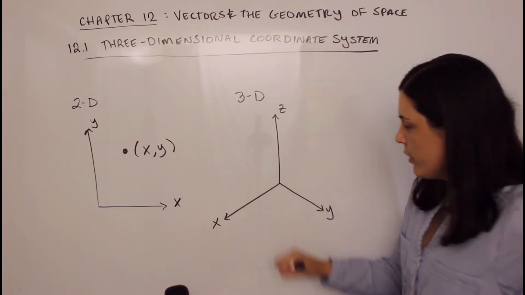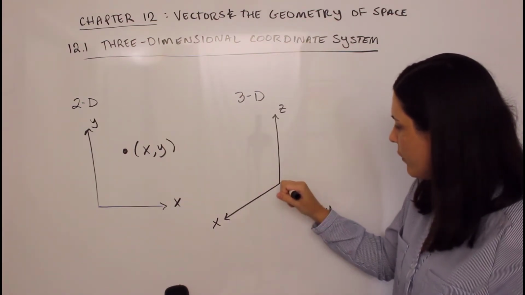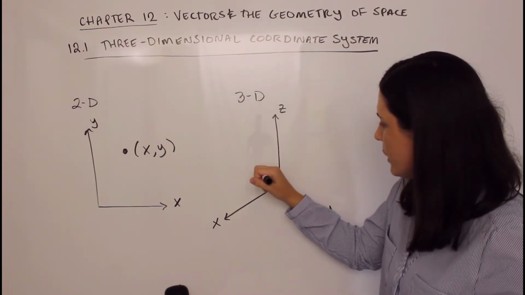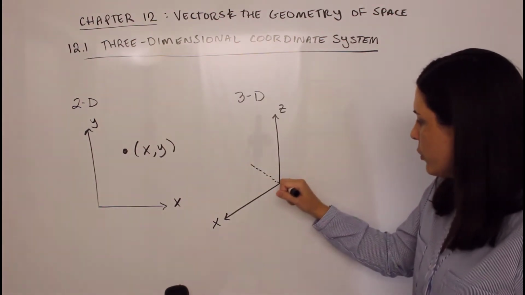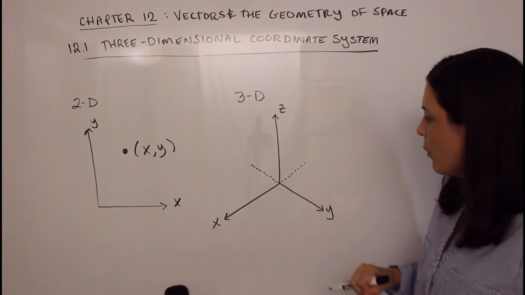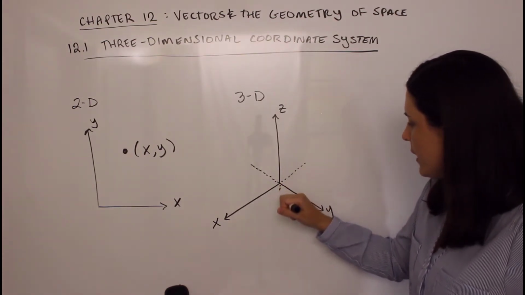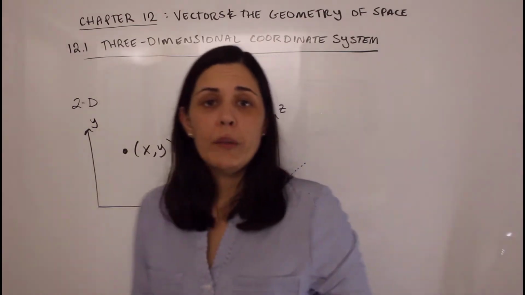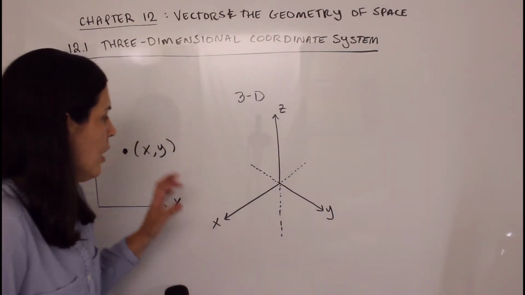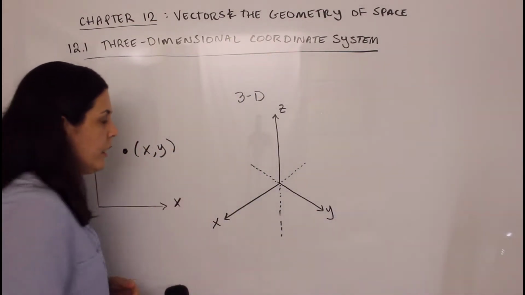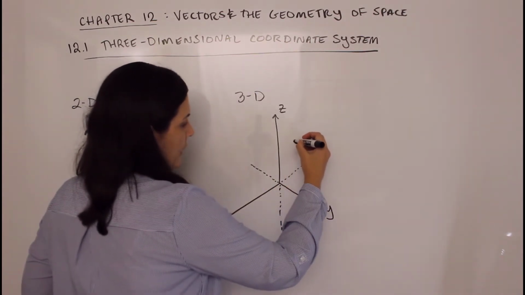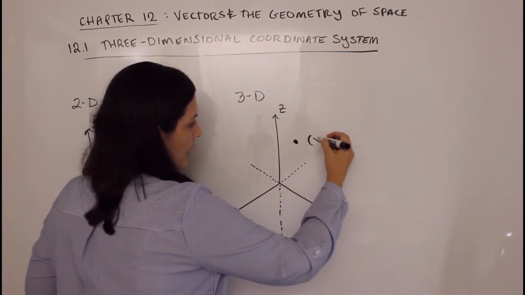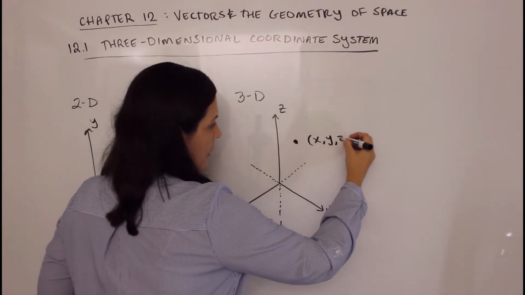They do have their negative values. If I were to go back like this, that would be negative y. Toward the inside of the board would be negative x, and then down here would be negative z. So this is our three-dimensional coordinate system. Points are found very similarly. If I locate a point in space, it's because I know its x value, its y value, and now its z value.